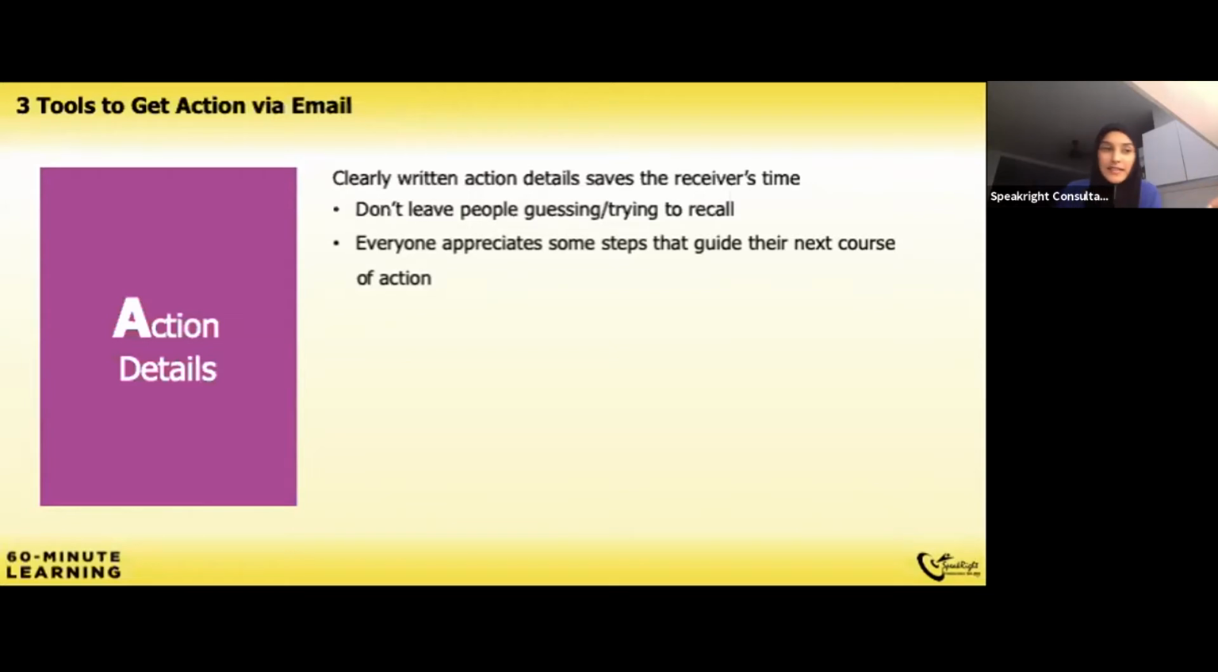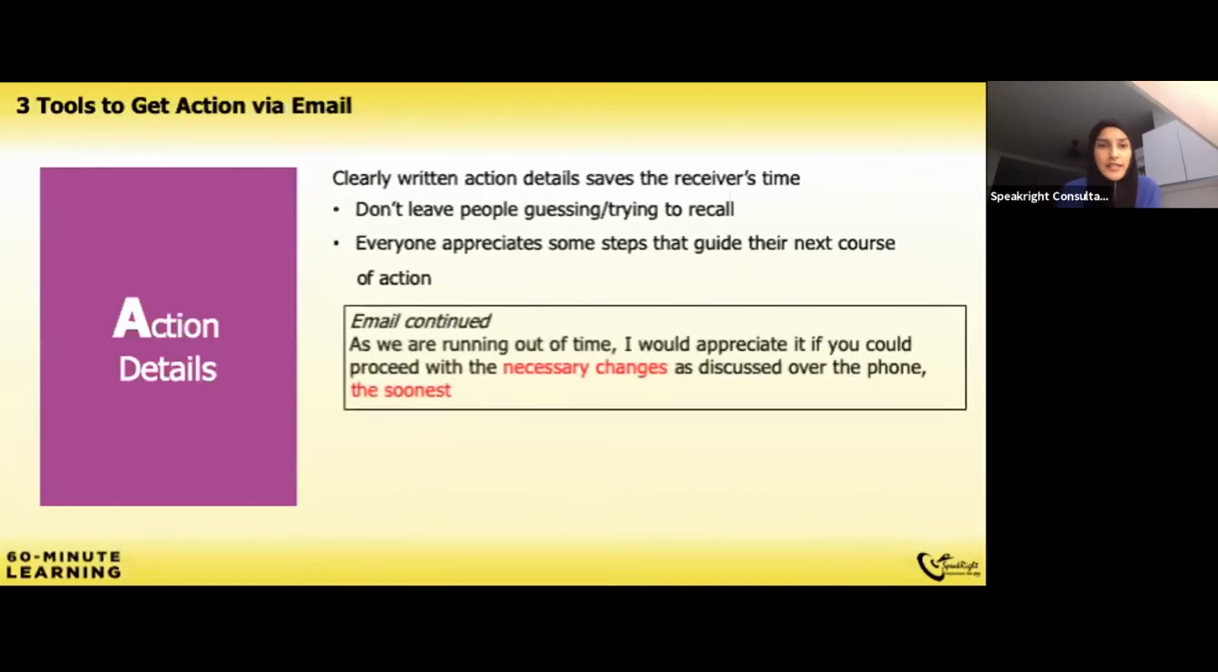Now let's look at the email which was sent by Elizabeth to Jenny, which was rather vague. First, she assumed that Jenny understood what kind of information she needs. And secondly, Elizabeth assumes that Jenny knows exactly how much to do of the task she wants her to do. Look at this sentence. Email continued, all right? As we are running out of time, I would appreciate it if you could proceed with the necessary changes as discussed over the phone the soonest. Look at the words, the necessary changes. Now the poor Jenny is left recalling, what are the necessary changes? How much am I supposed to do?